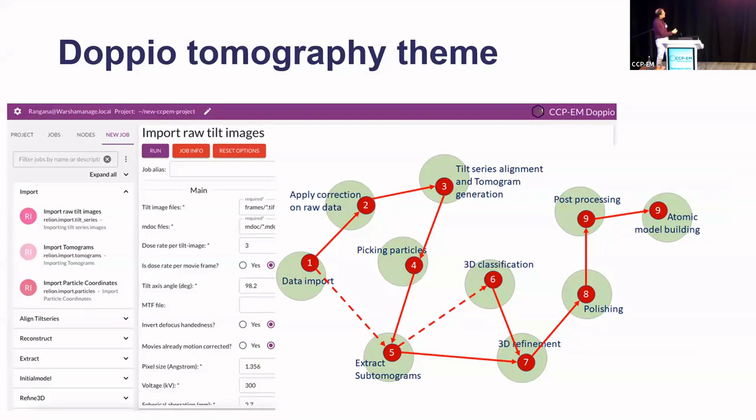So this is the draft Doppio interface. It's set up in a similar way to the other interfaces, but allowing you to go step by step through tomography. And that's just a schematic of a kind of workflow that you can do within Doppio.